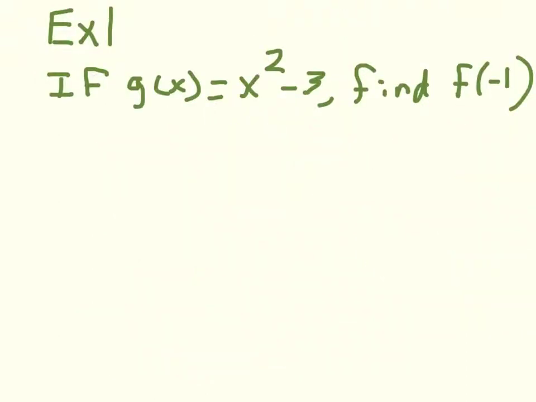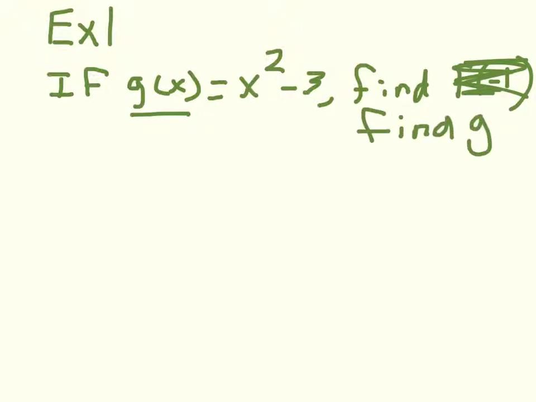Let's take a look at example 1. In this situation we have g of x. I made a mistake here, so I'm going to blank that part out. So find g of negative 1. If g of x equals x squared minus 3, find g of negative 1.